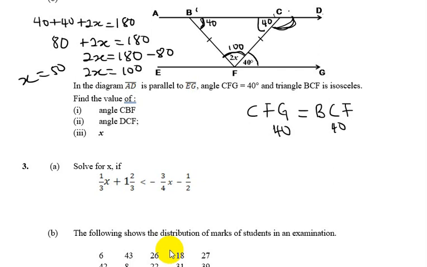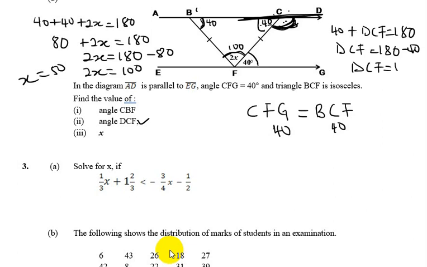Now we are told also to find this angle, this one, and that is the angle we have over here. Now you can see that this is a straight line. So these two angles here, when you add up, you have to get 180. So 40 plus the angle DCF should give you 180 because they are on a straight line. So DCF is equal to 180 minus 40. So DCF should be equal to 140. So this angle here is 140.